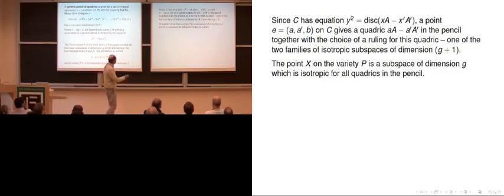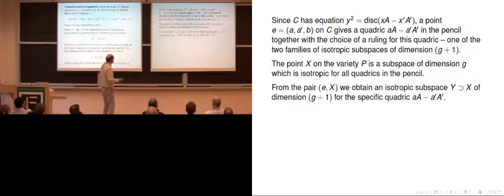Now let's define the action of this point on the curve on this point in the Fano variety. Well, we have an isotropic subspace for all the quadrics, so it's isotropic for this quadric, and we've picked one of the two families of maximal isotropic subspaces. And each isotropic subspace of dimension g is contained in exactly 2 isotropic subspaces of dimension g plus 1, and we've picked one of the families. So we get an isotropic subspace of dimension g plus 1, which contains our isotropic subspace with codimension 1. But it's only isotropic for this specific quadric, not for the other quadrics in the pencil.